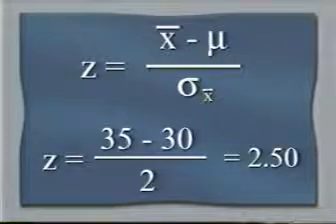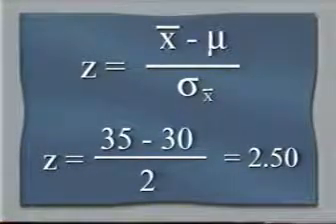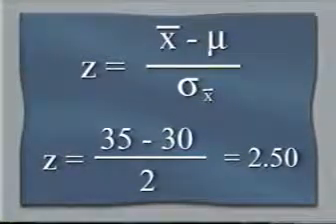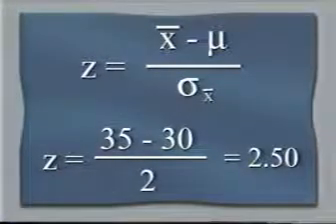The alternate hypothesis would say, no, we believe there is a significant increase in the average production per team for teams that have been given the opportunity to participate in this incentive program. So once again, we have to get our Z, and our Z would be 35 minus 30, that is X bar minus mu, our actual minus expected, divided by 2, our standard error, sigma X bar. That is a Z of 2.50.